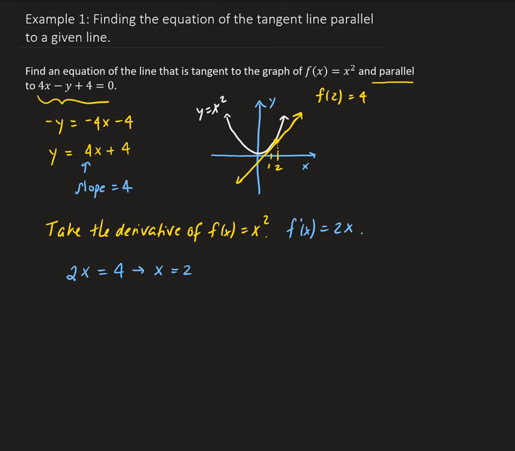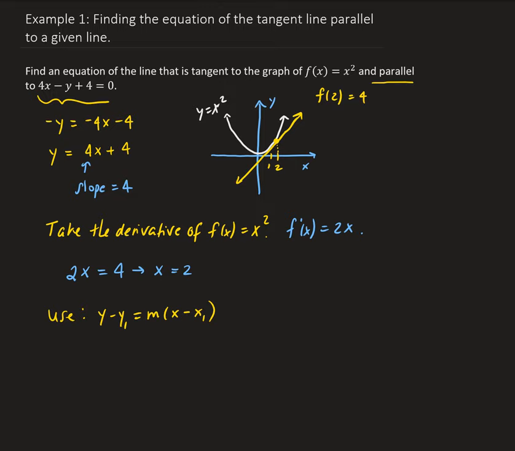So now we have a point. We know this tangent line is going through the point (2, 4), and we know the slope of that tangent line. So that's enough information to give us an equation. We can go ahead and use the point-slope form. If you want, you can use the slope-intercept form also. It will give the same result.